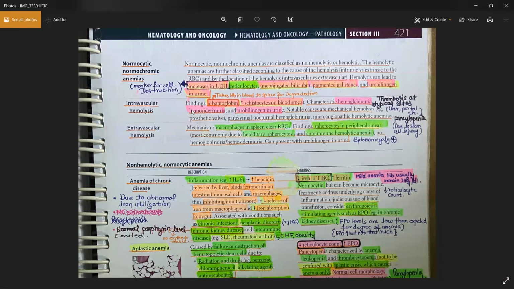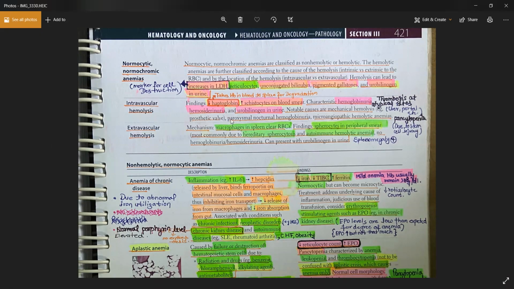And you can also have hemosiderinuria, as well as urobilinogen in the urine. Because of the hemoglobinuria and hemosiderinuria, you can also have kidney damage because they contain iron, and this iron can cause free radical damage, right? The causes include any kind of mechanical hemolysis, like in case of a prosthetic valve or any microthrombi, for example microangiopathic hemolytic anemia or macroangiopathic hemolytic anemia, right?